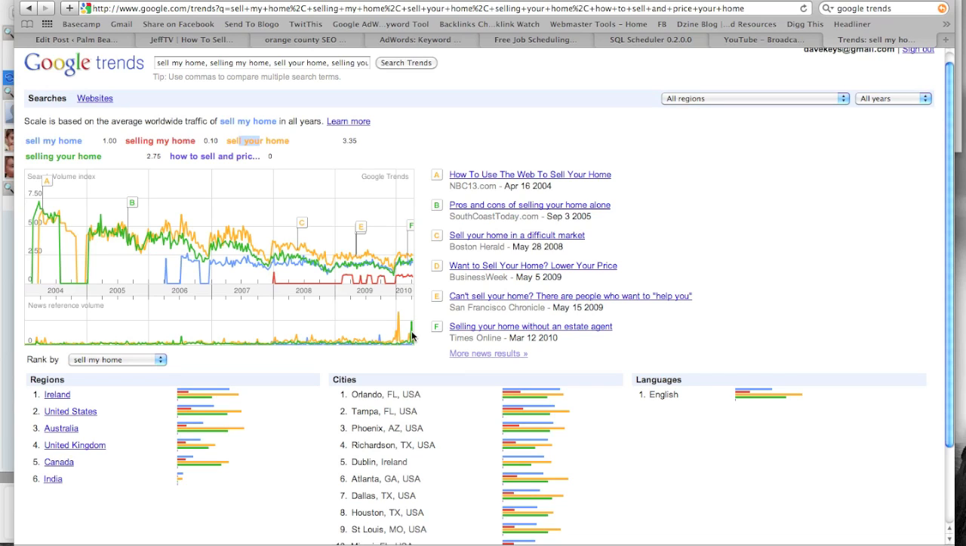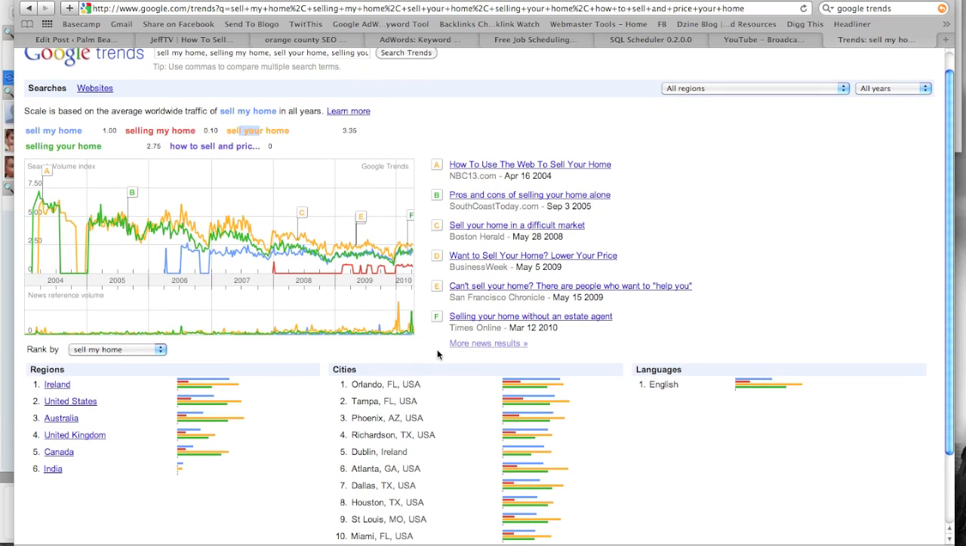Now, I don't know why. You have to kind of look and research this tool. For example, southcoasttoday.com published an article, well, that was in 2005. Let's look at 2010. Selling your home without an estate agent on March 12, 2010 obviously generated a lot of traffic in March. Right here, 2010, you have to concede that people are searching the internet for how to sell your home without an estate, presumably a real estate agent, but that's how the Times titled their article.